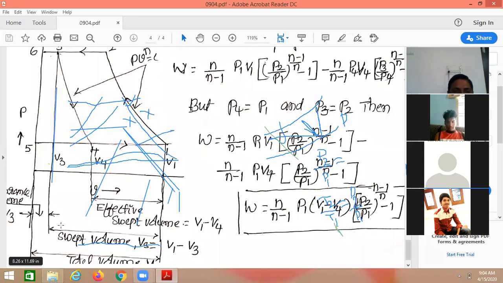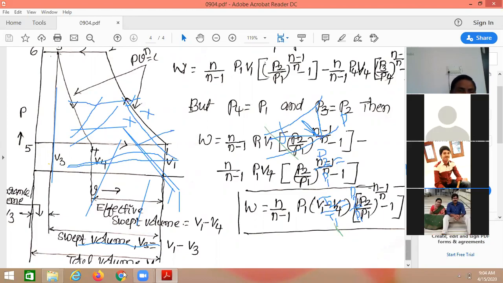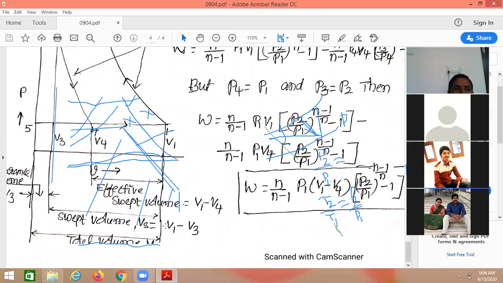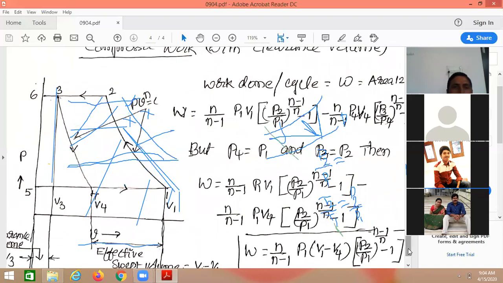The swept volume of the piston is from where to where the piston has moved, and how much air has actually entered is different from the swept volume of the piston. So V1 minus V4 is the actual volume of air entered into the cylinder, and V1 minus V3 is the volume swept by the piston during the suction stroke. Next, what is the total volume including this clearance volume? V1 minus V6 is the total volume available. This terminology must be understood.